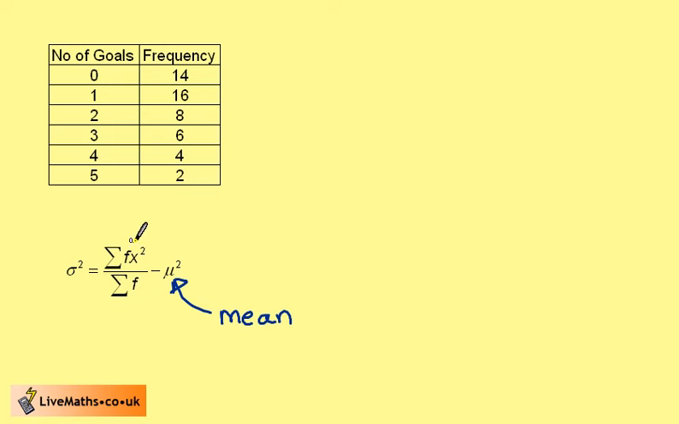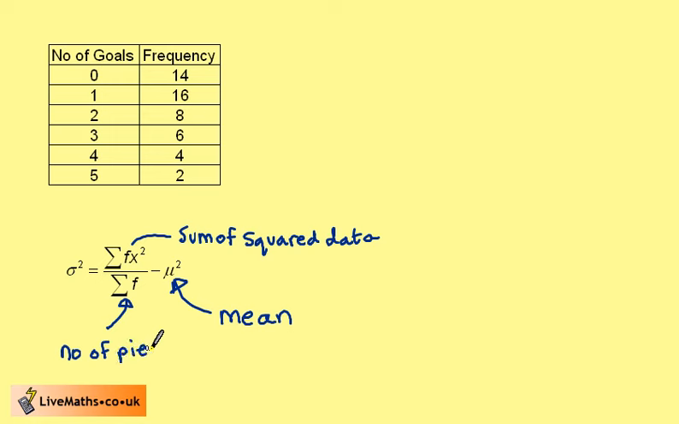Sigma fx squared simply means square all the data and then add it up. So basically, sum of squared data. Sigma f means sum the frequencies, which means it's the number of pieces of data that we have.